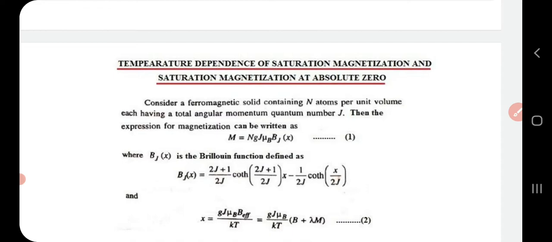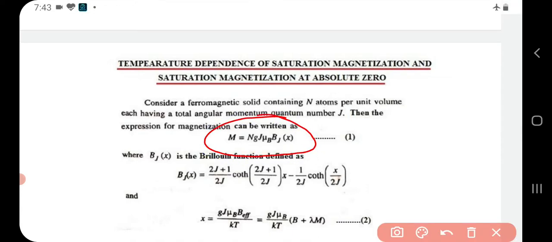Now consider one such ferromagnetic solid having N number of atoms per unit volume, and let each of these atoms possess a total angular momentum quantum number, capital J. Then the expression for magnetization can be written like this: M is equal to N g J mu B B_J(x). That is your equation number 1. This we have already written in one of our classes.